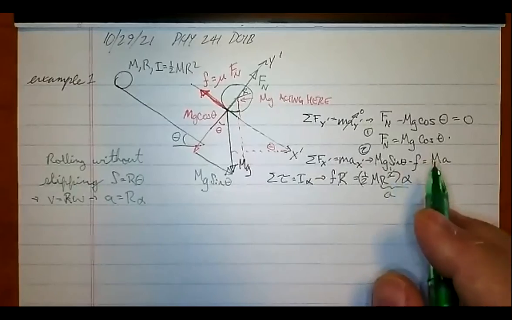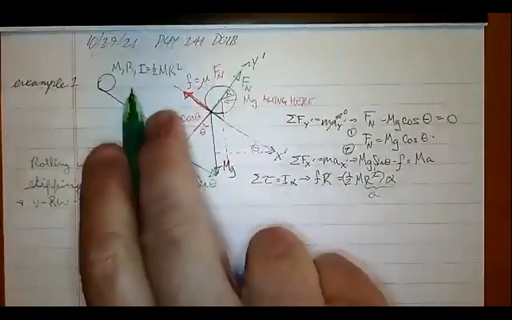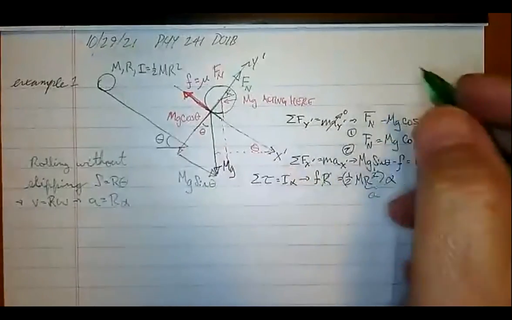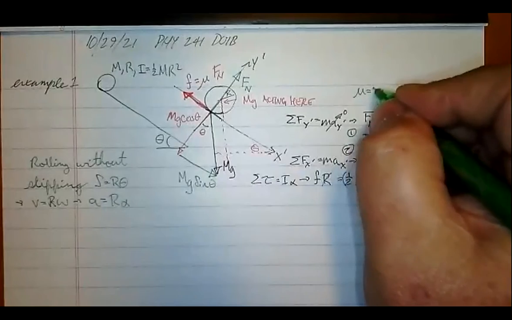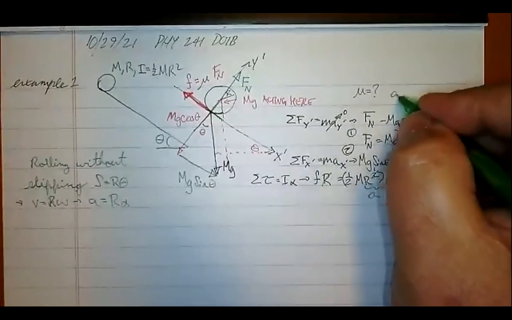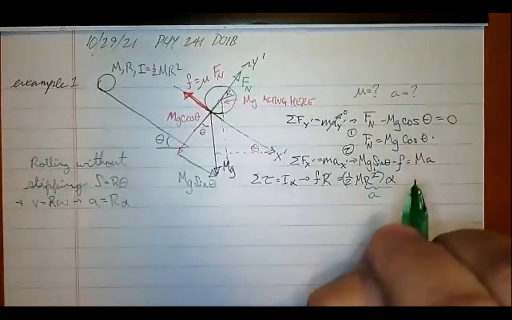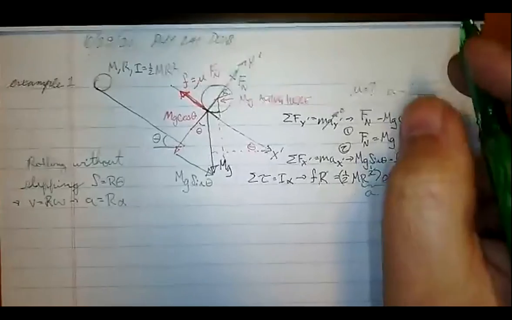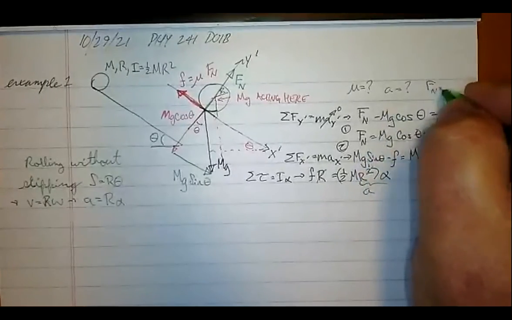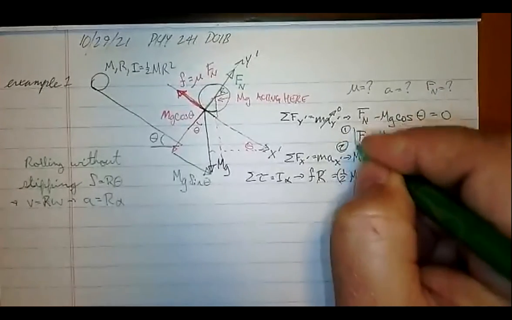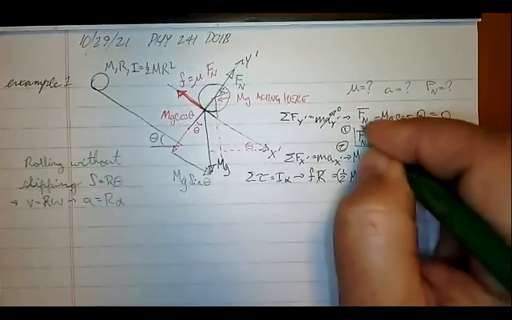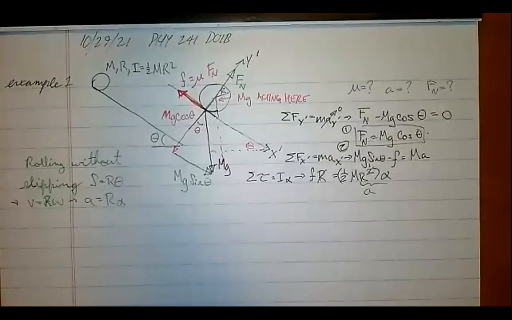So I'm trying to solve for friction and then ultimately for the coefficient of friction, mu. So remember, I'm really wanting mu, but I'm going to also get A as well. I'm also going to get Fn, which you see we already did. So we've already got the Fn part from equation 1.